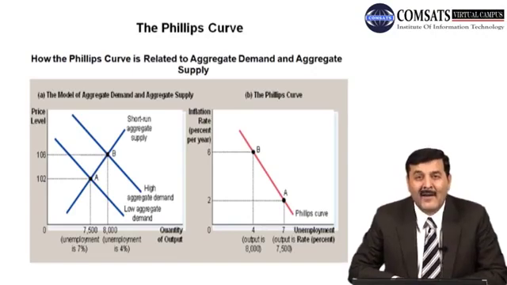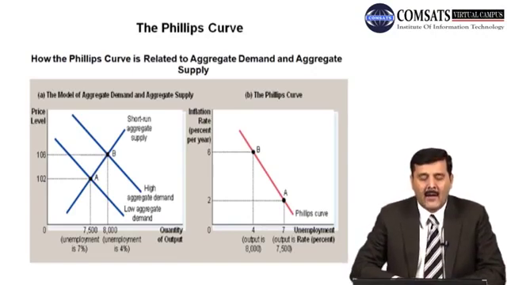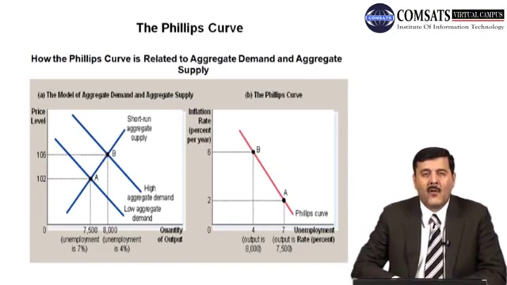Now what is happening at point B? If you look, prices have increased from 102 to 106. With the increase in price, quantity demanded has also increased, from 7500 to 8000. Now corresponding to this point, when prices increased due to an increase in aggregate demand, we can reflect this point in the right side diagram.